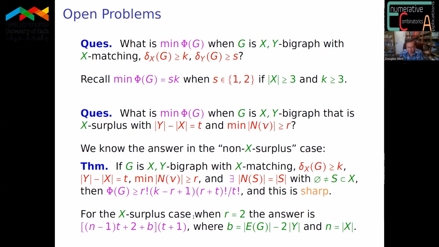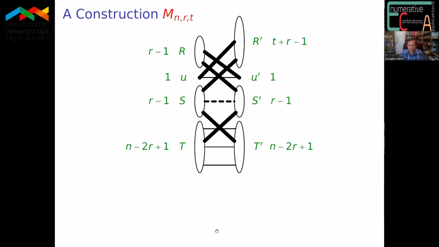For the X surplus case, when R equals 2, that long theorem, well, it takes long to prove it, gave us this as the minimum number of X matchings. Okay. So what about when R is bigger than 2? Well, we don't know the answer, but let me show you a construction. Now, this looks very ugly, maybe, but it's beautiful, believe me.